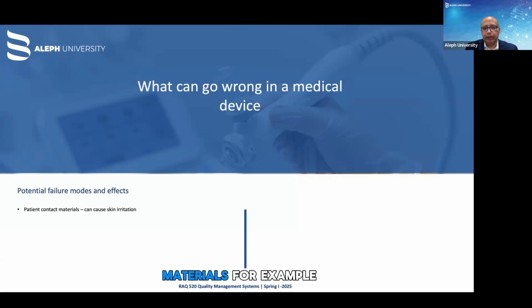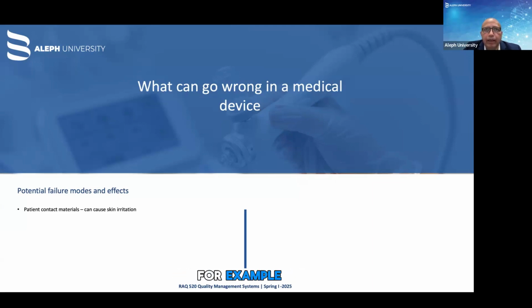So patient contact materials, for example, can cause skin irritation. A lot of people are sensitive to latex. So the materials that can contact a patient, if they are not evaluated on the biocompatibility standards, then when they apply it to the patient, there might be some patients that can be sensitive to the materials of the probe or the electrode or whatever is in contact with the patient. And in that case, it could cause allergic reactions, skin irritation, sensitization, or it could cause cytotoxicity.